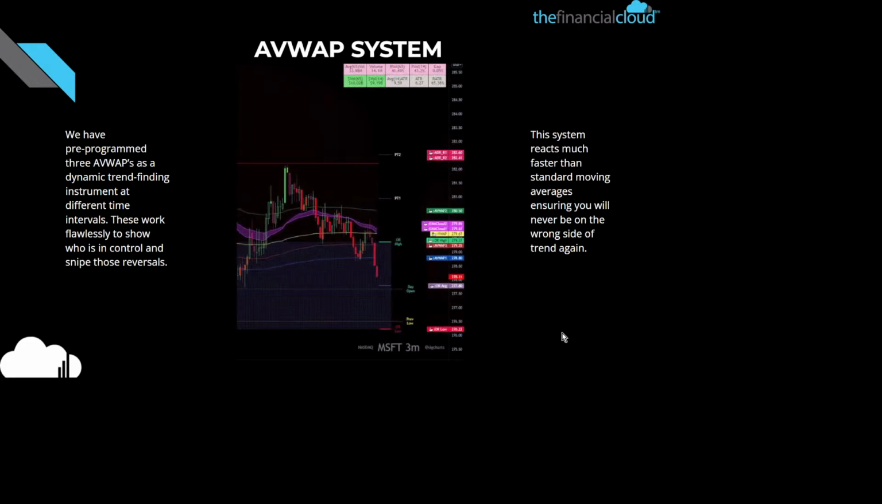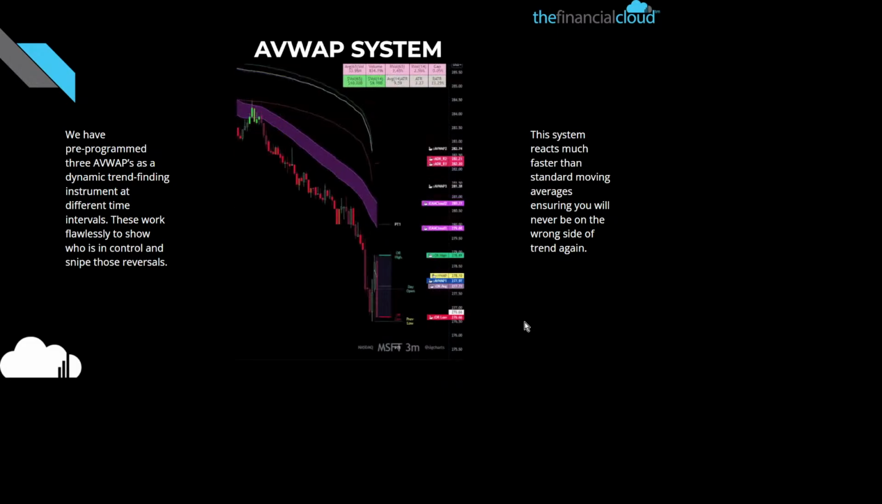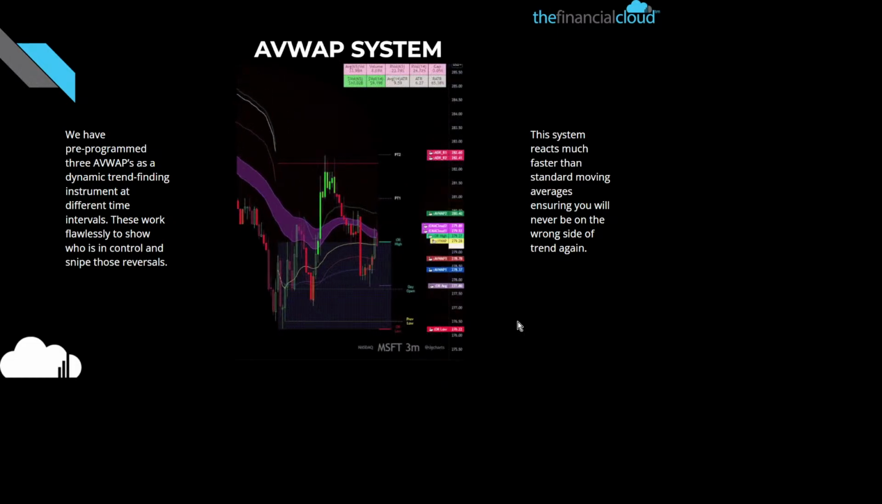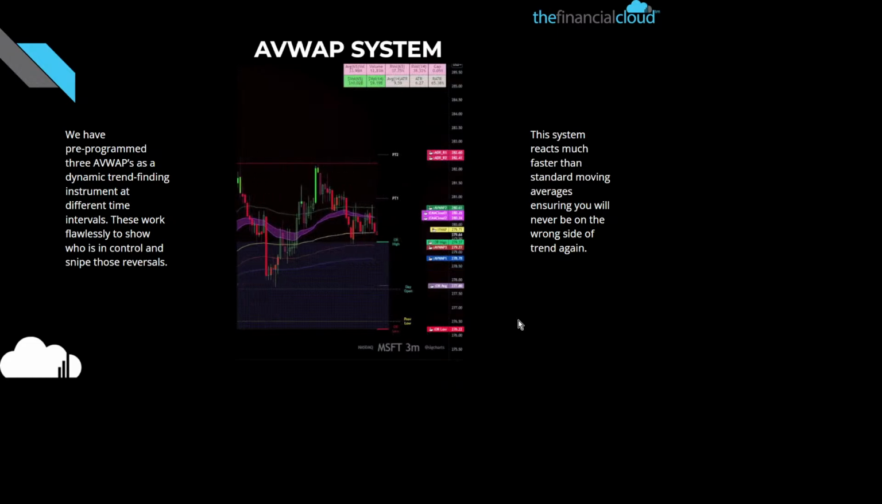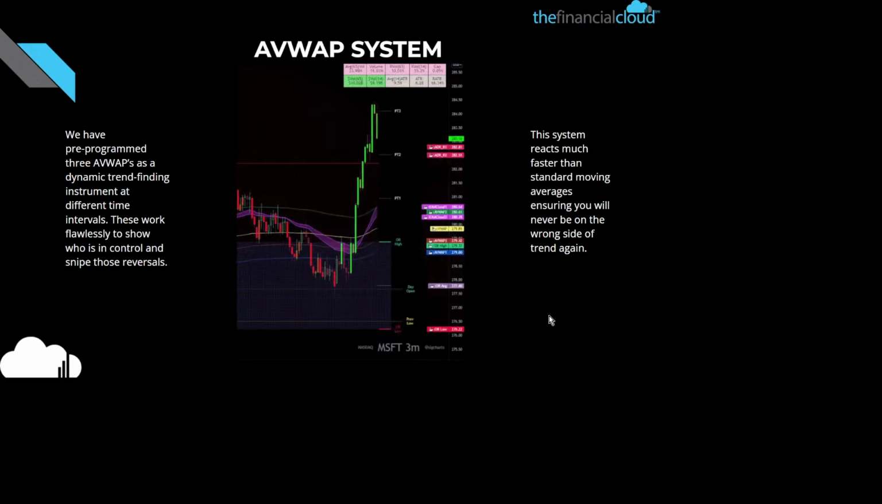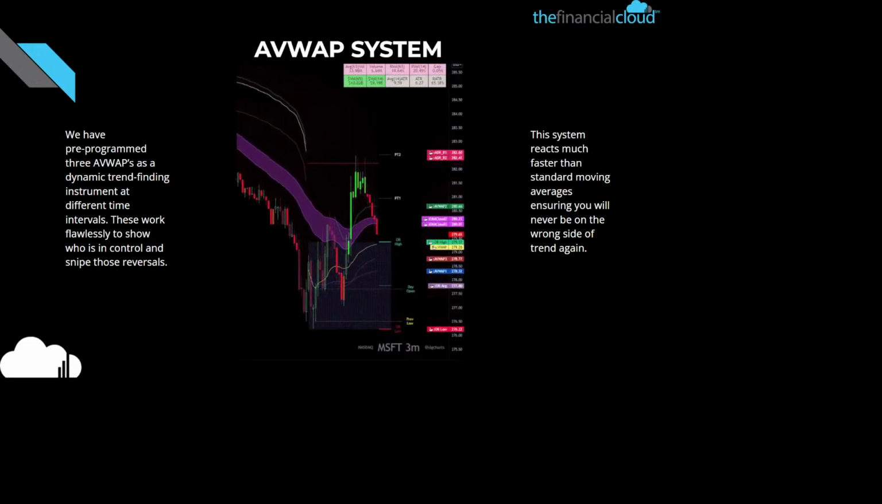Because we're using an anchored volume-weighted system, they're much faster than your standard moving averages, which we can even see in this example on the screen. The anchored VWAPs are responding much quicker to price than our moving average cloud, as well as calling the bottoms and tops way more efficiently.